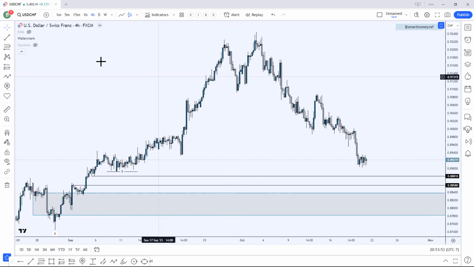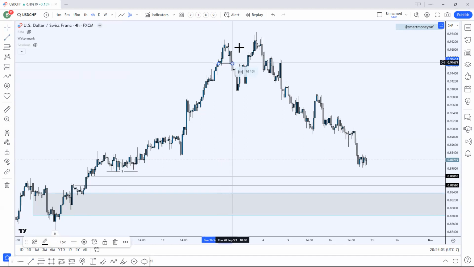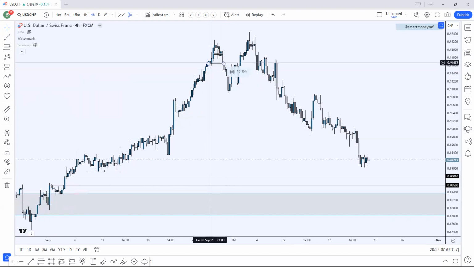As soon as I would have seen a 1 hour break of structure, which probably happened here, right? If this is a 4 hour bearish candle, there's usually a 1 hour pullback inside that area. So as soon as I saw that 1 hour change of character, I'm already starting to look for sells. Obviously, we got another high, so then maybe our idea was invalidated.